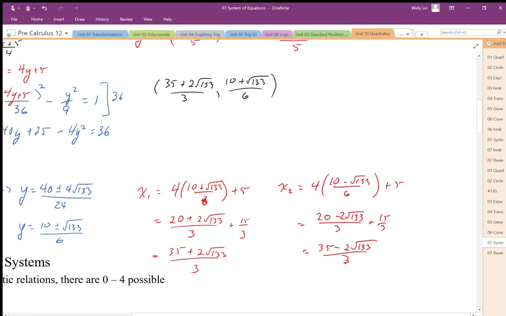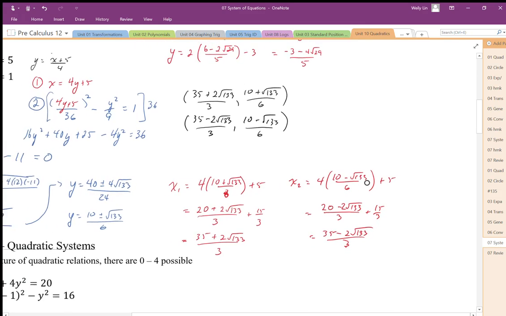So the other ordered pair would be 35 minus 2 root 133 over 3, comma, 10 minus root 133 over 6. Okay, so there it is. There's my ordered pair for where that linear equation would intersect the hyperbola.